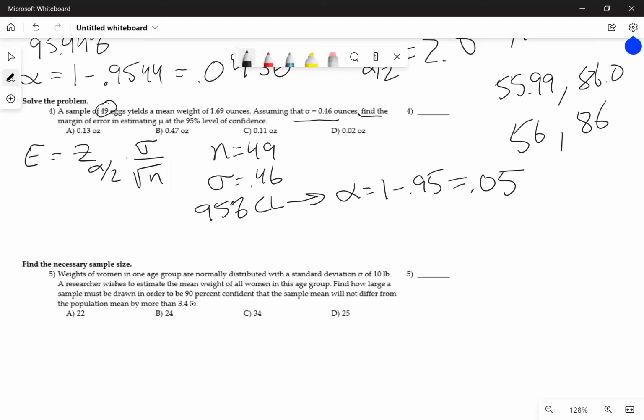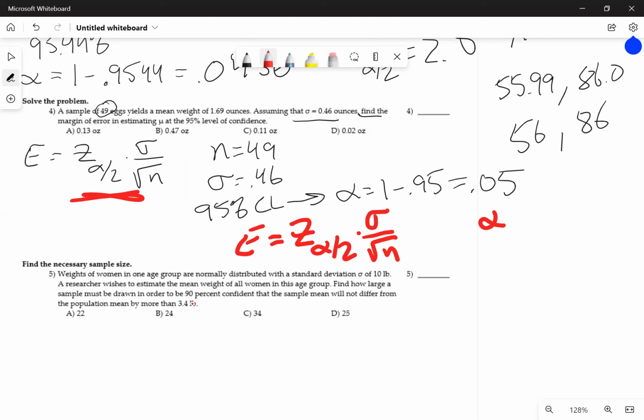And remember my equation, E equals, this is just the margin of error. It's Z of alpha over 2 times the standard deviation over the square root of n. So then what's alpha over 2? Well, if alpha is 0.05, alpha over 2 is 0.05 divided by 2, or 0.025. So that's the alpha over 2. I have my standard deviation and I have my n. So now I just need this Z of alpha over 2.